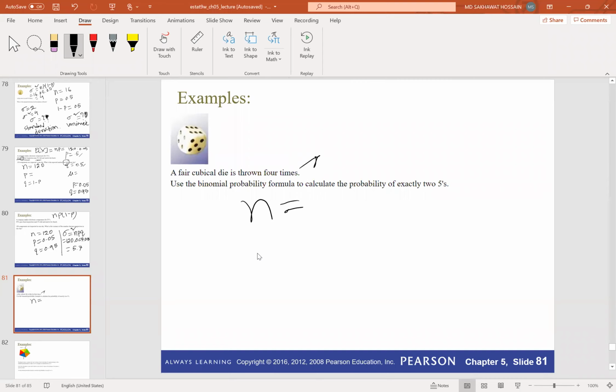We are interested in fives, right? Only one outcome. So the first question is, is it a binomial distribution? If the answer is yes, why is it a binomial distribution?